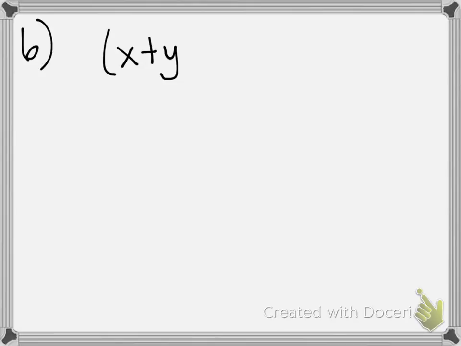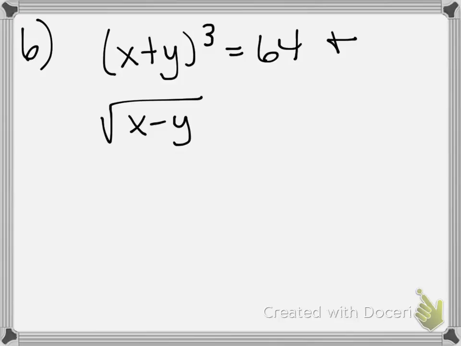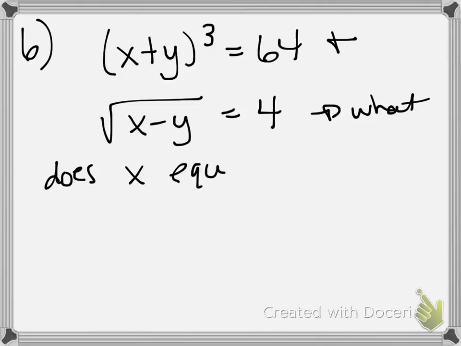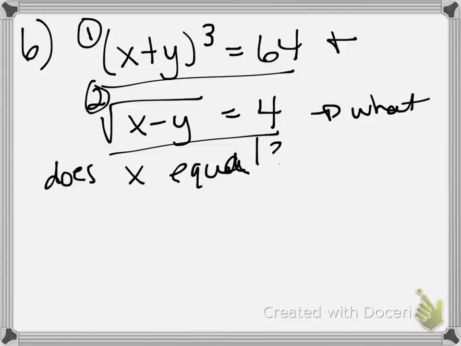So I have the quantity of x plus y cubed equals 64, and the square root of x minus y equals 4. And so we want to know, what does x equal? Okay, so this is an ACT type question. So really what's going to happen is I'm going to treat these two separately and try to get them into an x plus y form. So I'm going to label this 1 and 2.